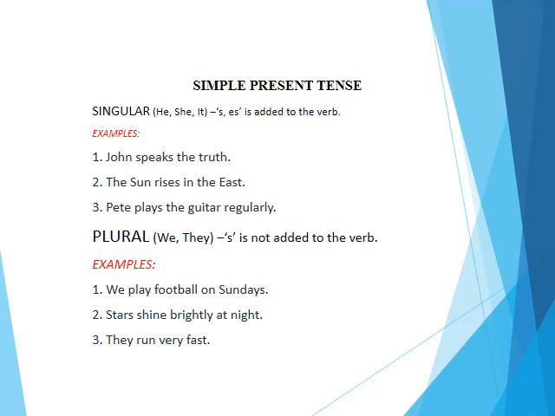Now for the second sentence, the sun rises in the east. Here again, the sun is the singular subject. So we add S to the verb rise and we write it down as rises. So the sentence goes like this: the sun rises in the east. Now children, look at the third sentence. Pete plays the guitar regularly. I want you to write this sentence in your notebook and note down the subject and the verb.